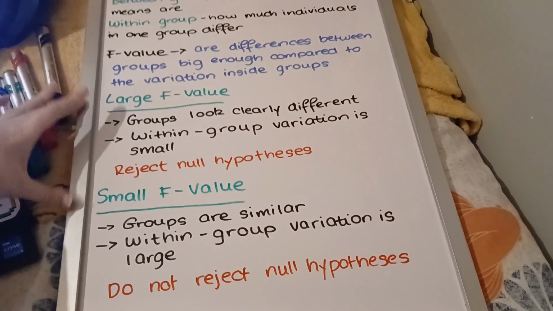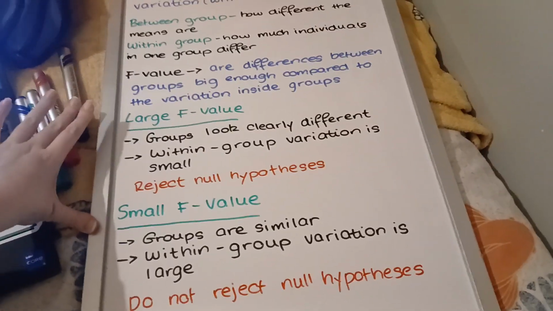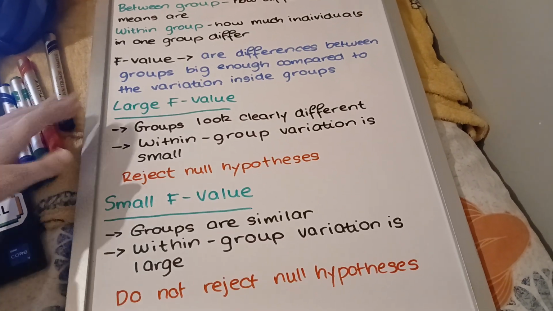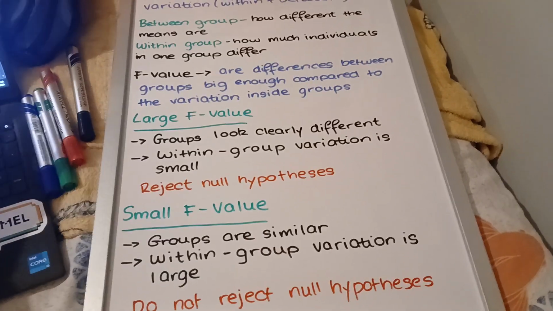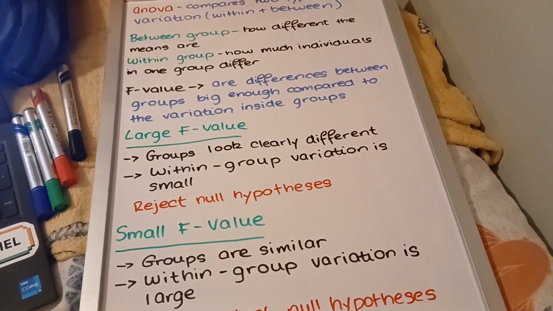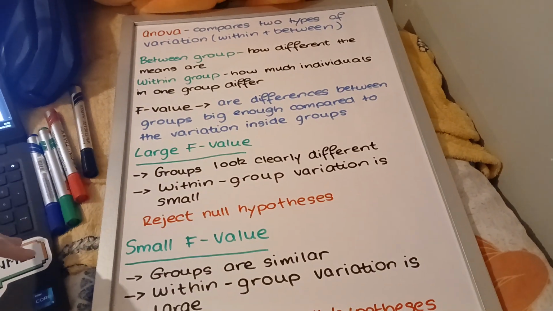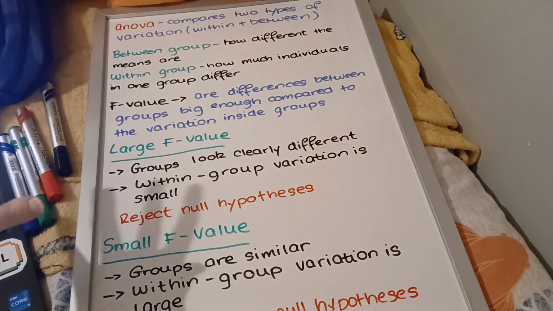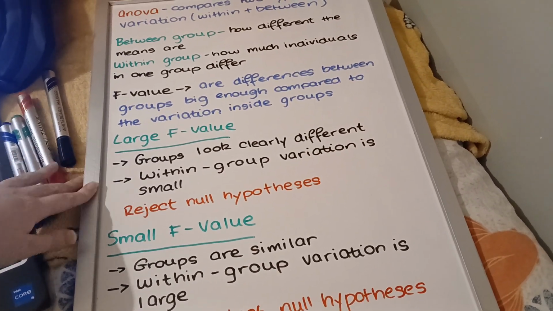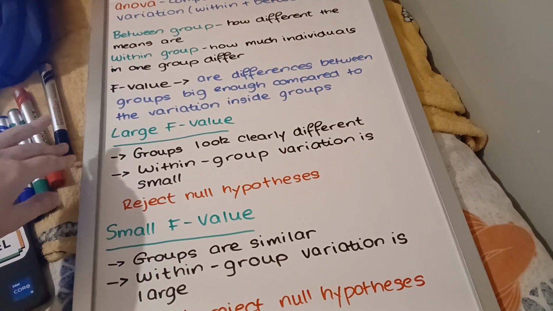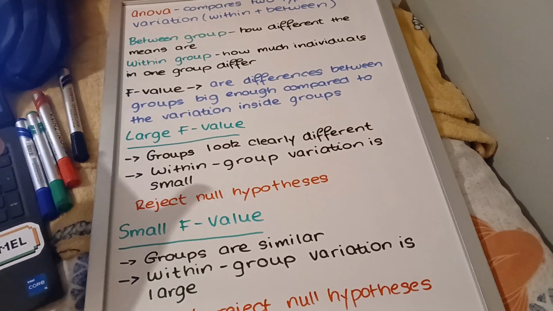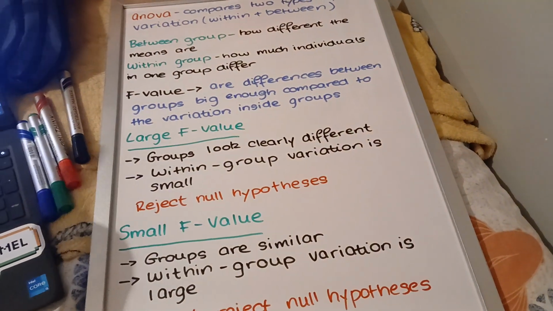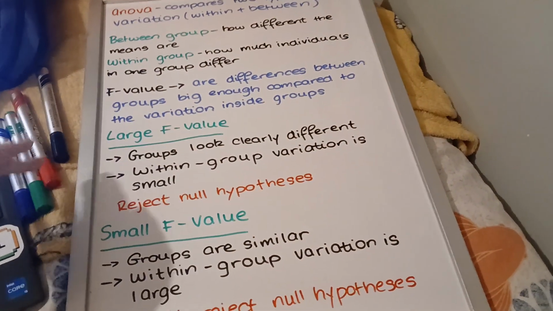So there's two types of F value: a large F value and a small F value. With a large F value, groups look clearly different from each other. If we put two group means next to each other, they're clearly different. For example, if one group mean is 50 and another group mean is 80, 50 and 80 are clearly different from each other. And then the within group variation is small. Individuals within that group, there isn't a lot of variation between them. Their age is the same, their gender is mostly the same.